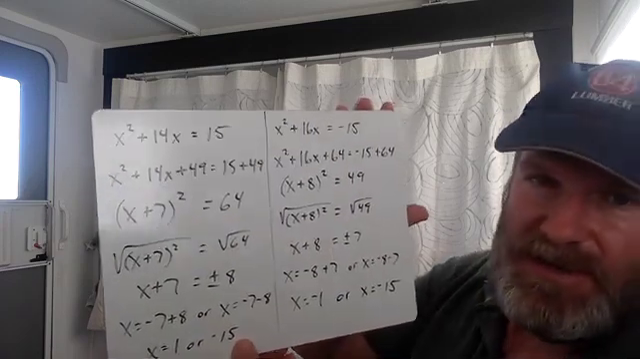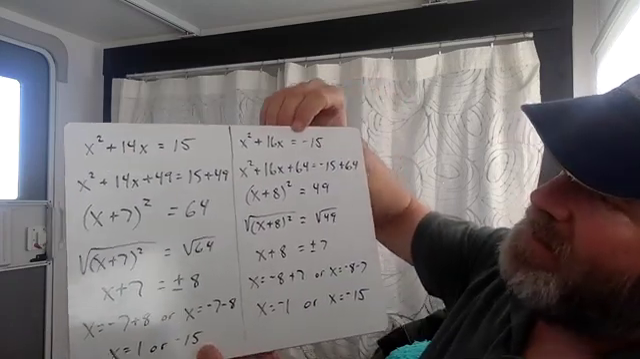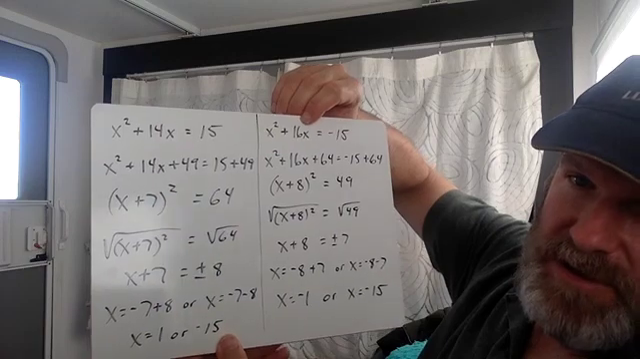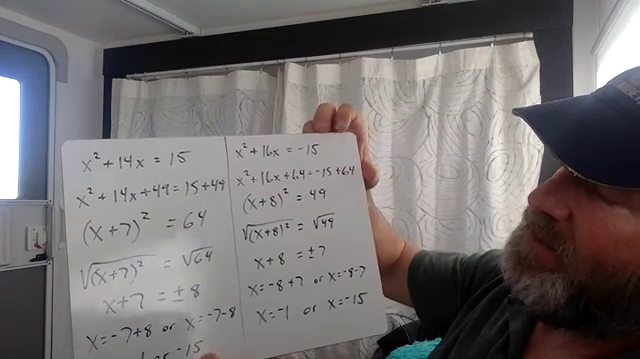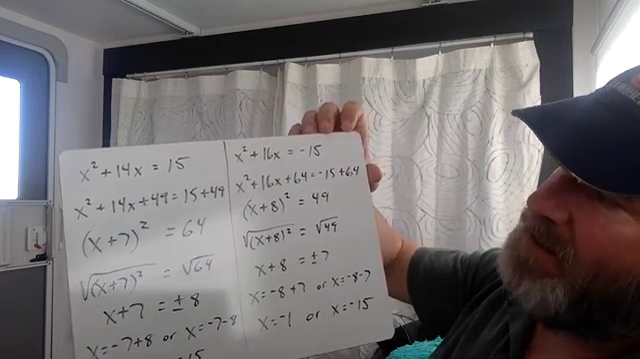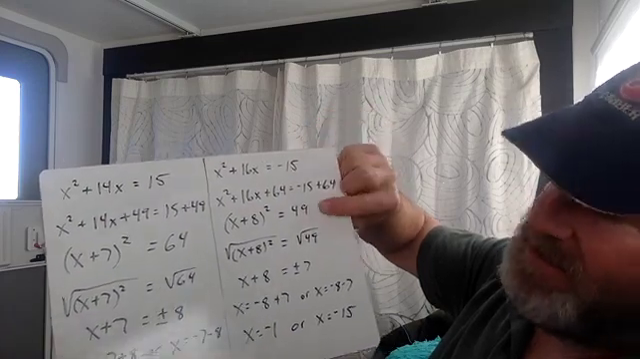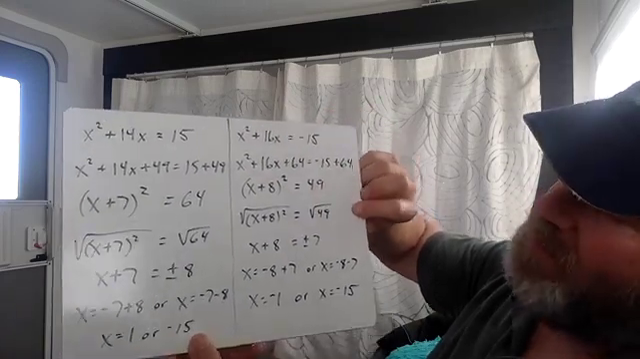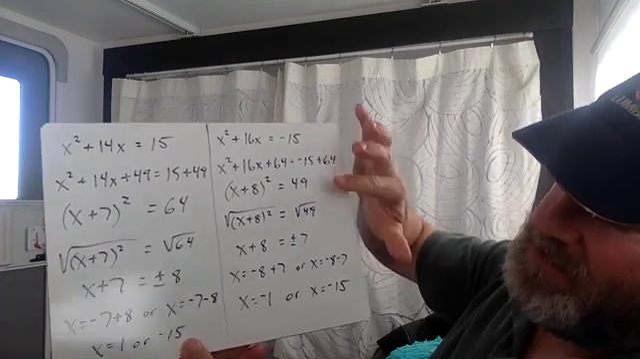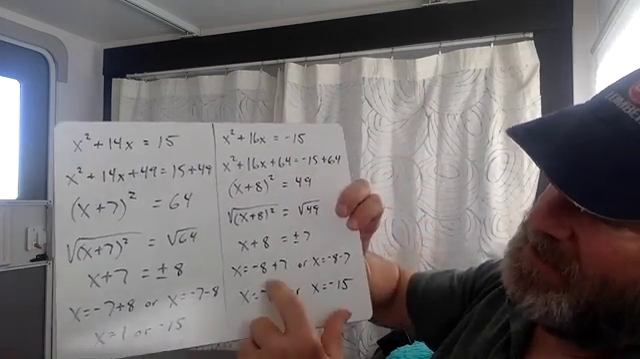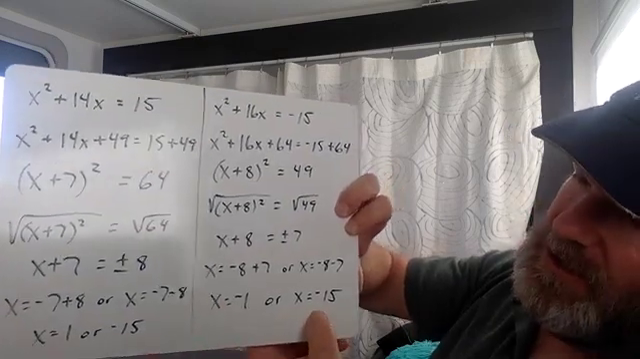All right, so the second example is basically the same thing as the first, but I gave you a negative number on the right. So now half of 16 is 8, and 8 squared is 64. So you're going to add 64 to each side. So my left-hand side is a perfect square trinomial. Now it's x plus 8 squared. And on my right-hand side, negative 15 plus 64 is positive 49. Right, and you take the square root of each side, and you get x plus 8 equals plus or minus 7. You subtract 8 to the other side, and you're subtracting 8 from positive 7 or from negative 7. So you get a negative 1 or you get a negative 15.